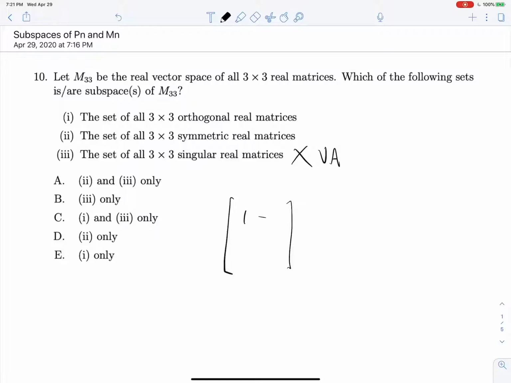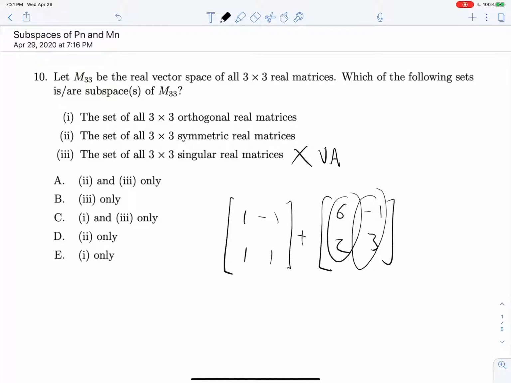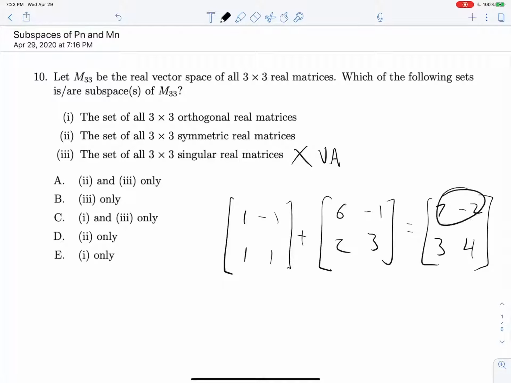So what about two orthogonal matrices? What about 1, negative 1, 1, negative 1, 1, 1, and then let's add that to, we can do the same kind of thing, 6, negative 1, 2, 3. So the dot product of these two columns gives us 0, and the dot product of these two columns gives us 0. When we add them together, what do we get? 7, 3, 4, negative 2. So we have negative 14 plus 12, that is not 0.